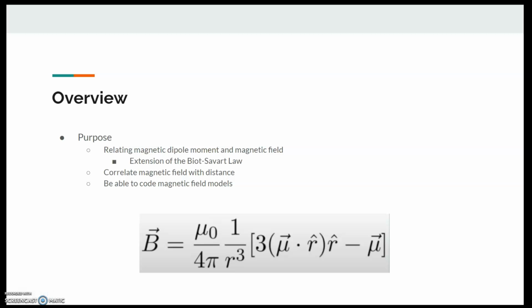So, the overview of this lab is to relate magnetic dipole moment and magnetic field. This is an extension of the Biot-Savart law, which is modeled up below. We also have a purpose in correlating magnetic field with distance and being able to code these magnetic field models in GlowScript.